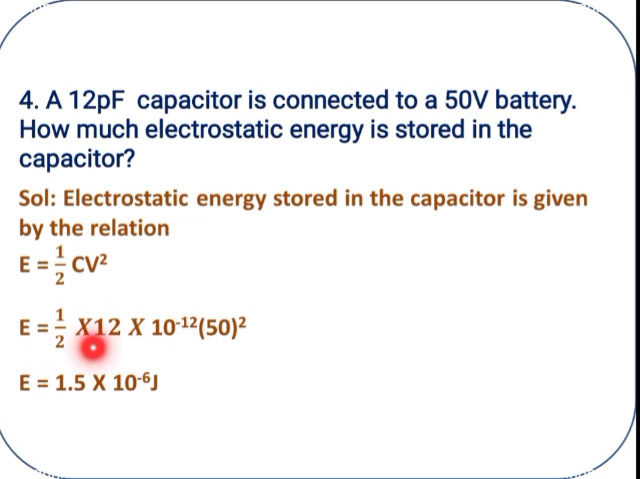Now, what are the given data? V is given, that is 50, and the capacitor value is given, 12 picofarad. Substitute the values of C and V, simplify, and E is equal to 1.5 into 10 raised to minus 6 joule. This is a very simple problem.